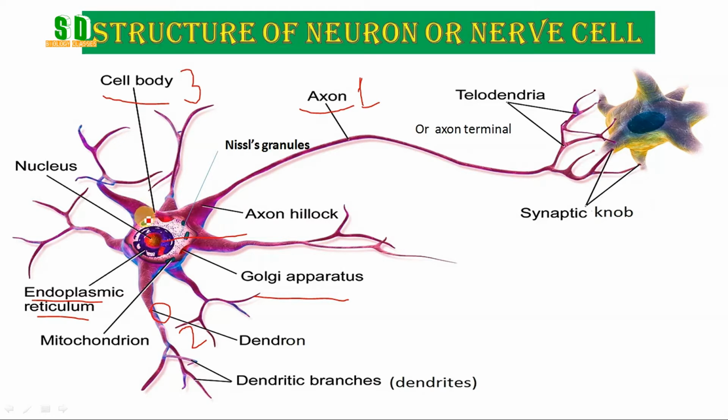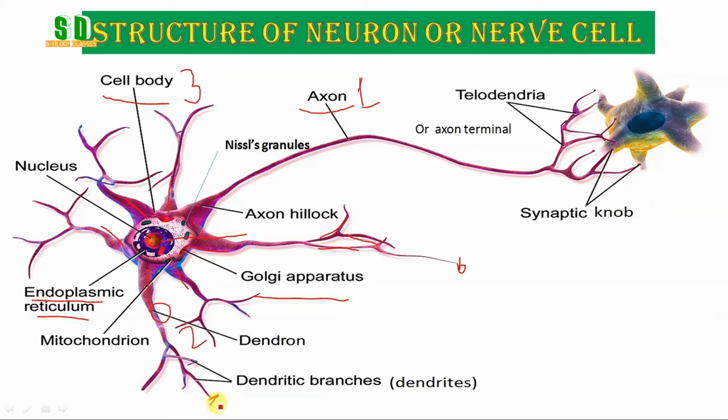Now you can see that some extensions are there, and these extensions are actually called dendron. This dendron further divides into many branches, and these branches are actually called dendrites. This portion is the dendritic tip. These dendritic tips are the locations where the stimulus gets in touch.